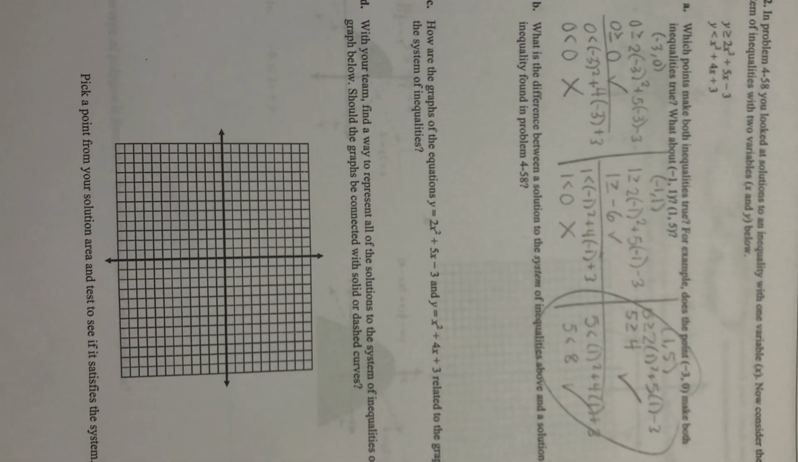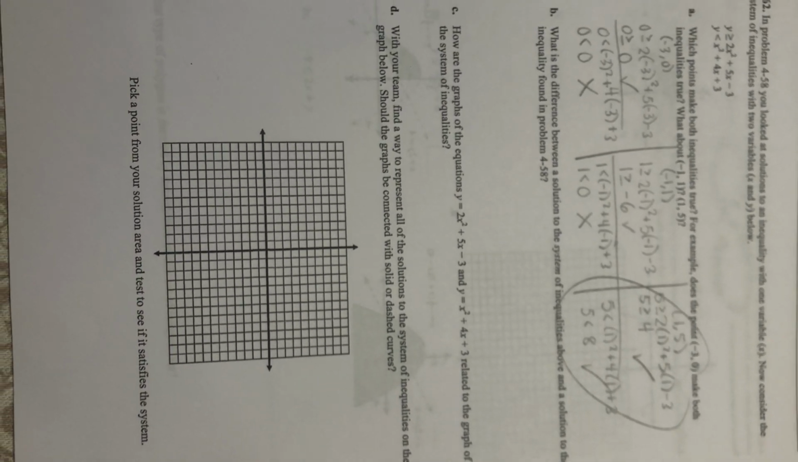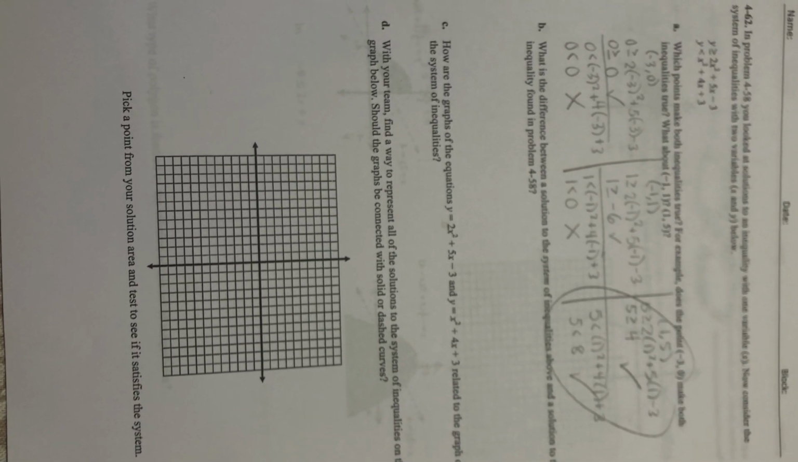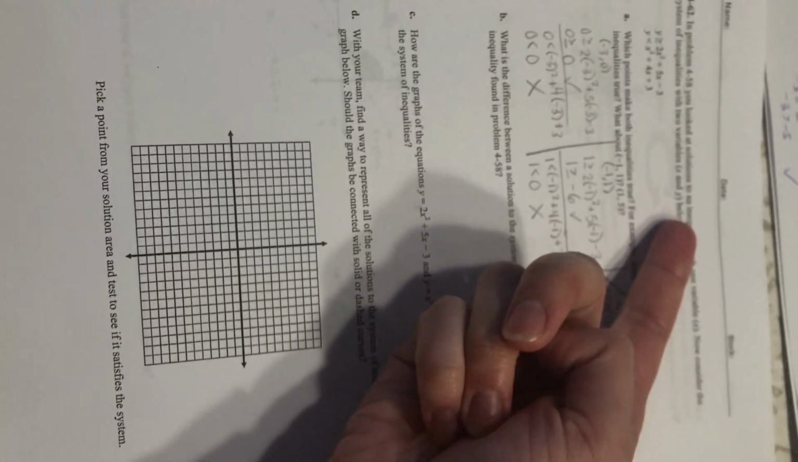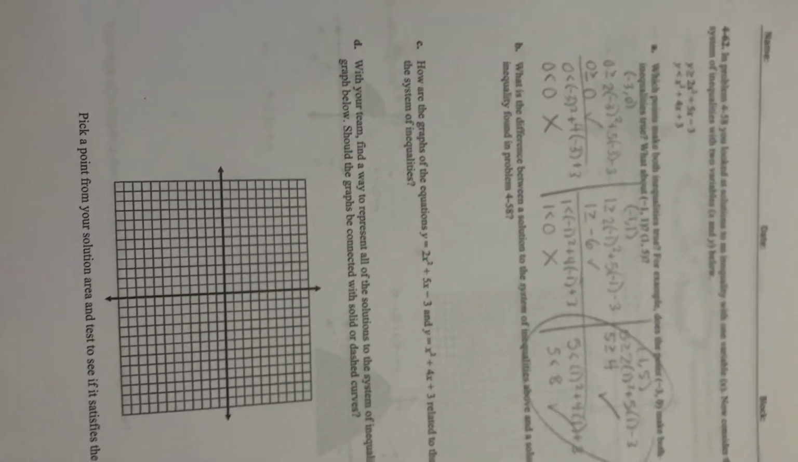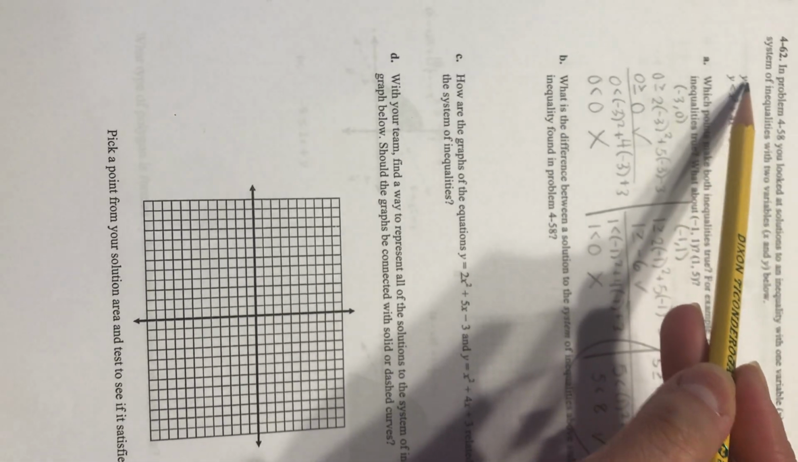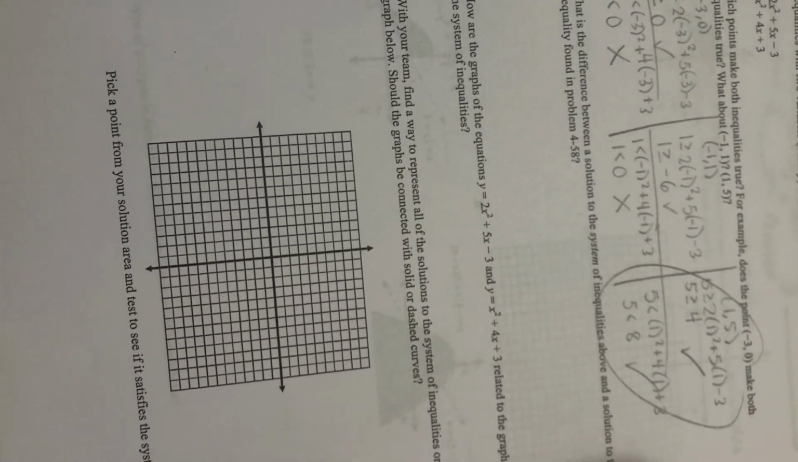So now in letter B it says, what is the difference between a solution to the system of inequalities above and a solution to the inequality found in problem 4-58? Well, they kind of reminded us before, but in problem 4-58, the only variable was x. Here we have a variable of x and y. So the only difference is we're going to be finding the full coordinates that are solutions, not just the x value.